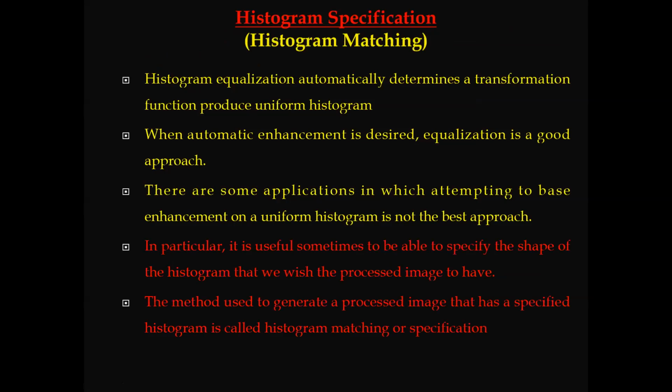Next one is histogram specification. Histogram equalization automatically determines the transformation function producing the uniform histogram. When automatic enhancement is desired, equalization is a good approach. But there are some applications in which basing the enhancement on a uniform histogram is not the best approach. In particular, it is sometimes useful to be able to specify the shape of the histogram that we wish the processed image to have.